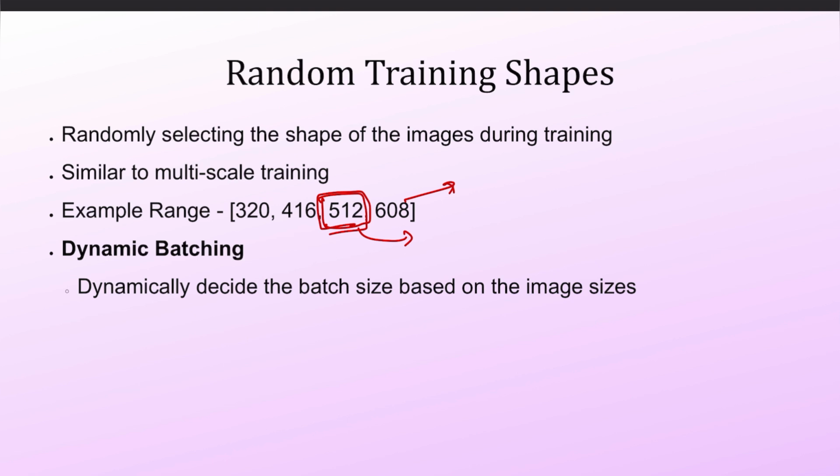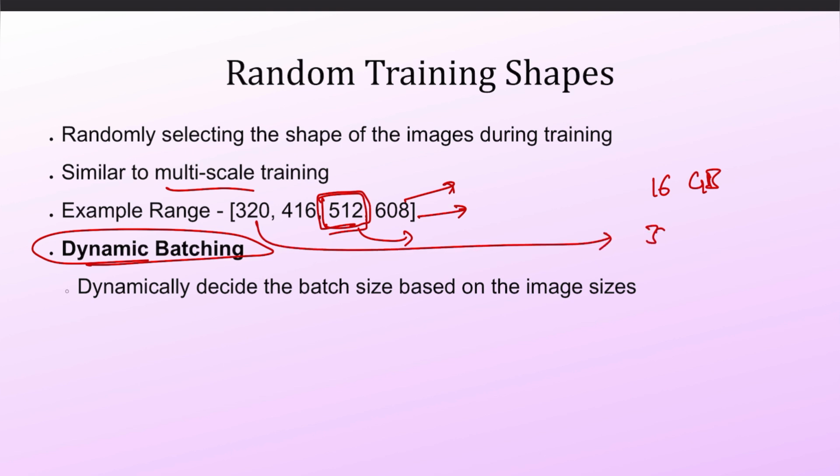So this is almost similar to multi-scale training. You are providing a range of size values into which the images can be resized during training. So it randomly selects one of these for every batch and automatically reshapes all of them into that particular size. There is one more addition to it, which is dynamic batching. Suppose you have a GPU of 16 GB and if I take the size of 320 by 320, I can fit 10 images, suppose, into this 16 GB memory.